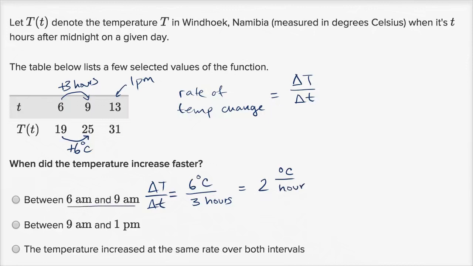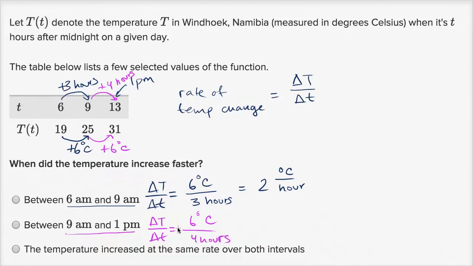and 9 a.m. Now let's ask ourselves the same question between 9 a.m. and 1 p.m. So our change in temperature over change in time. What is our change in temperature? Well, our temperature goes up from 25 to 31 degrees Celsius. That's another 6 degrees Celsius. But it's no longer 3 hours. To go from 9 hours after midnight to 13 hours after midnight, we're now doing it over 4 hours. So plus 4 hours. So 6 degrees Celsius over 4 hours.